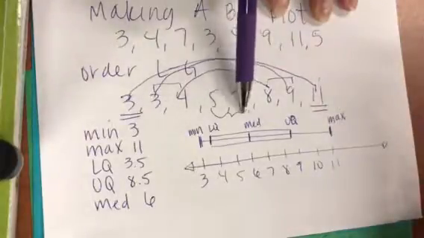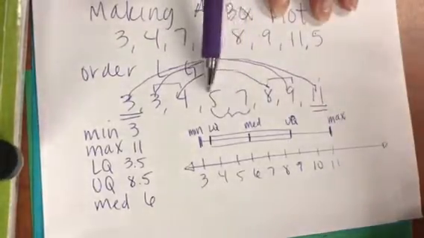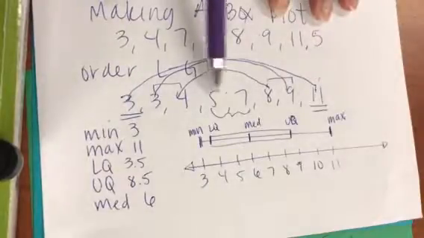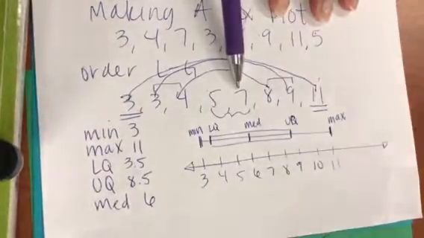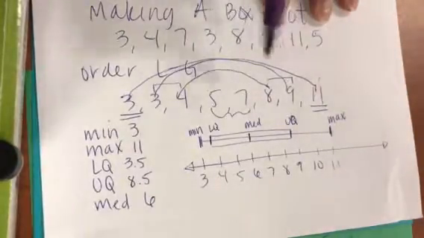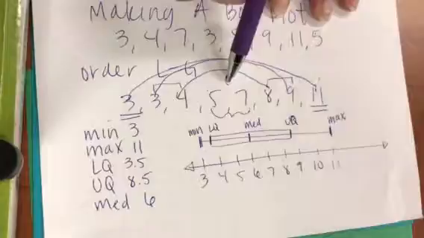So then I noticed I went ahead and said, okay, these are my two middle numbers. If you want to add and divide by 2, that's great, but you can also just find the middle number. What's between 5 and 7? 6. So there's your middle number. So technically, my median is 6.